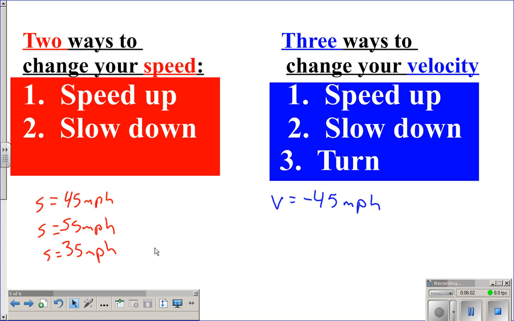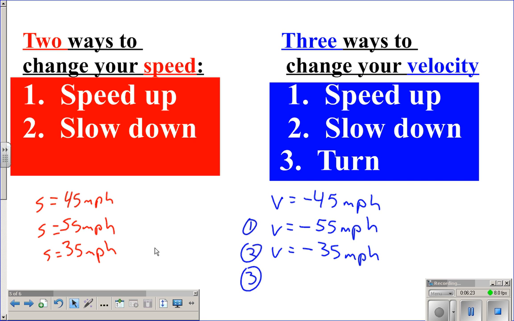So what are the ways he could change his velocity? He could speed up, so he could keep going south, but he could go faster. He could slow down, keep going south, but go slower. Or he could turn. Maybe he turns and goes west or whatever. We're going to do linear motion, so let's just say that instead of going south, he now goes north at 45 miles an hour.